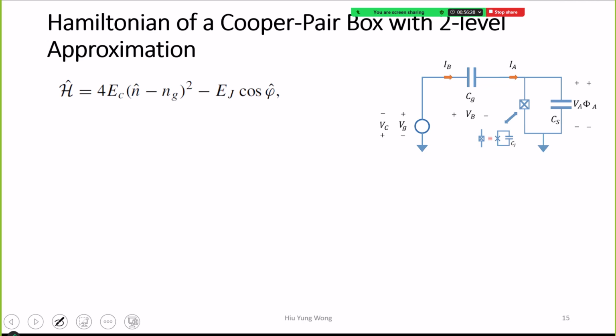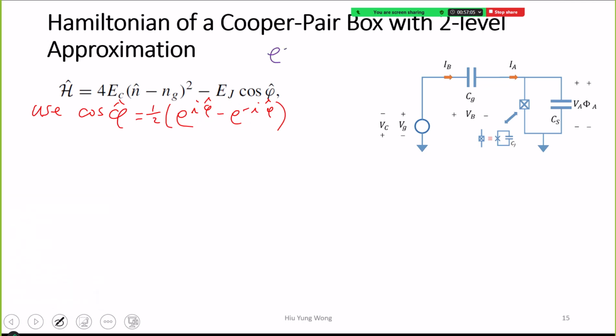But what I'm trying to say is that now I'm going to use cosine phi hat equals half e to the power i phi hat minus e to the power negative i phi hat. Remember this? We discussed this last time for the Cooper pair box without external voltage source. The reason we use this, if you remember, let me see if you remember.